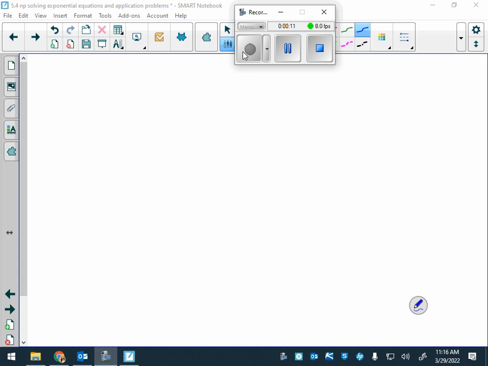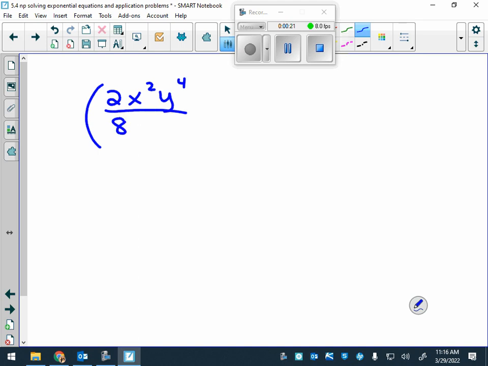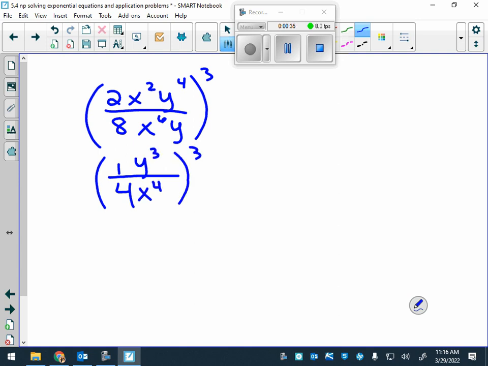Looking at the first one, this is very similar to the first warm-up we had, which again saw definite improvement with this one. You want to take care of whatever's inside first. One-fourth, you subtract x to the 4th, y cubed to the 3rd. So every piece you're raising to the 3rd power and also multiplying.